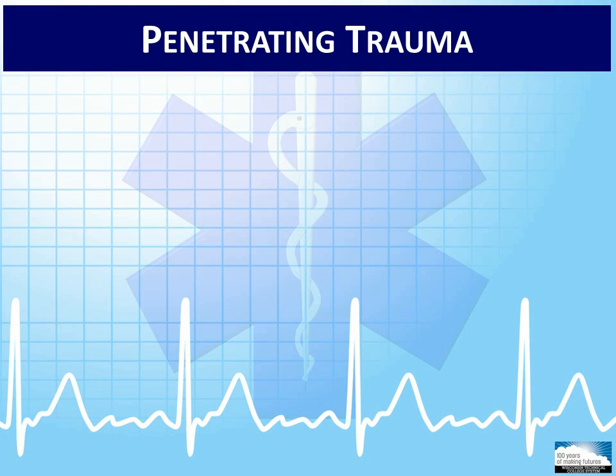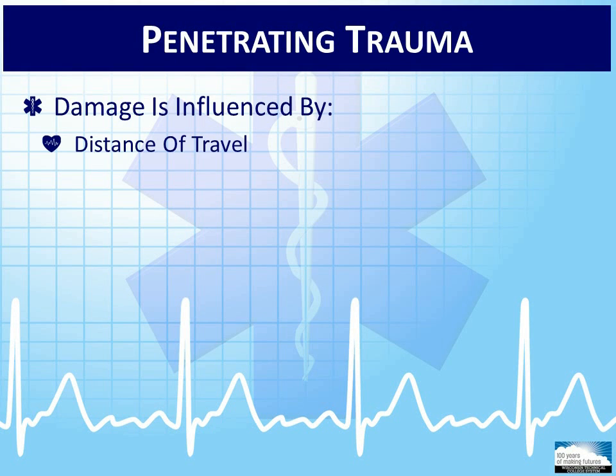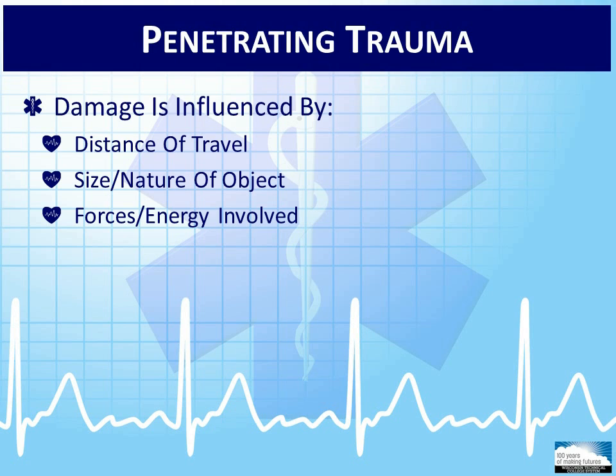Penetrating trauma occurs when an object breaks through tissue, commonly the skin, to enter the body. This can occur from an object on its own or in combination with blunt trauma or a blast injury. Tissue damage is influenced by the distance an object travels within the body, the size and nature of the object, and the forces exerted by the object onto or within the body.